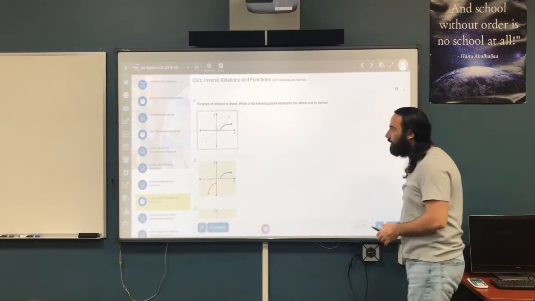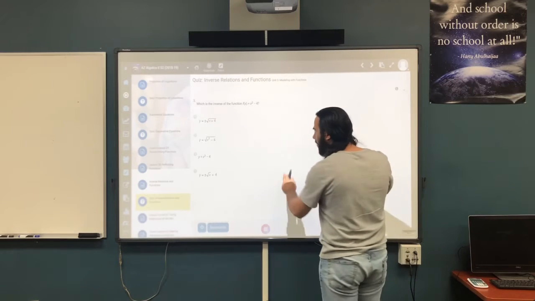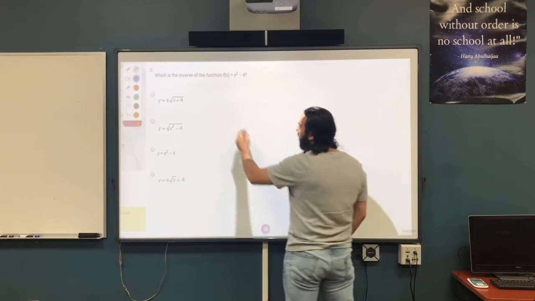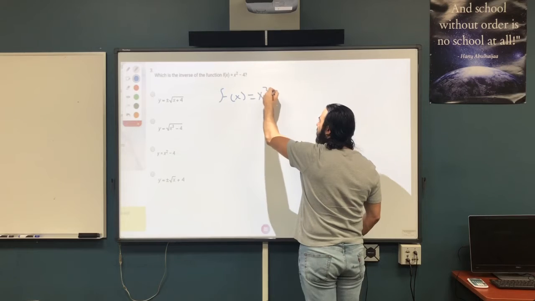We'll take another example. Which is the inverse of the function? We need to find the inverse, which is easy. We just solved one. We have f(x) equals x squared minus 4.